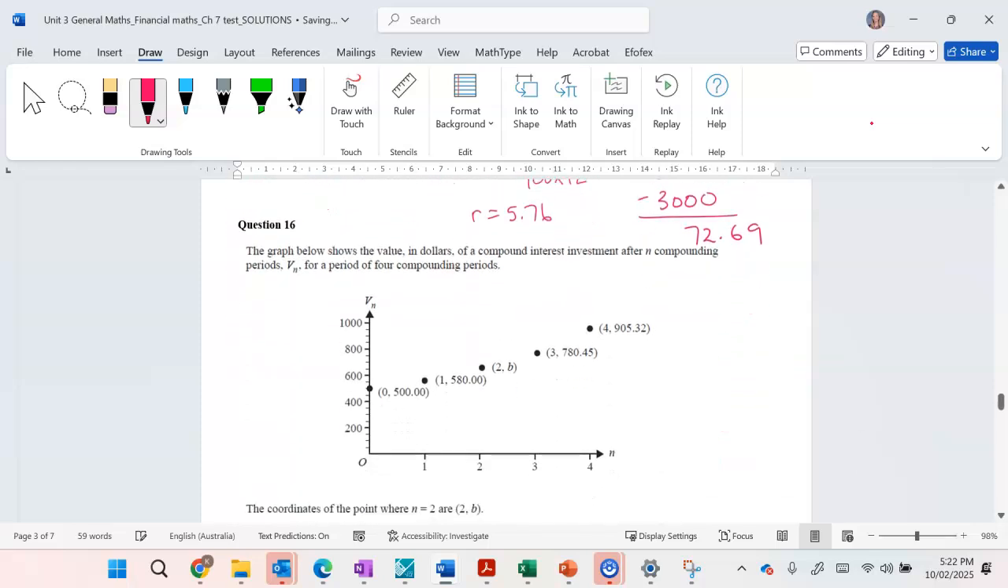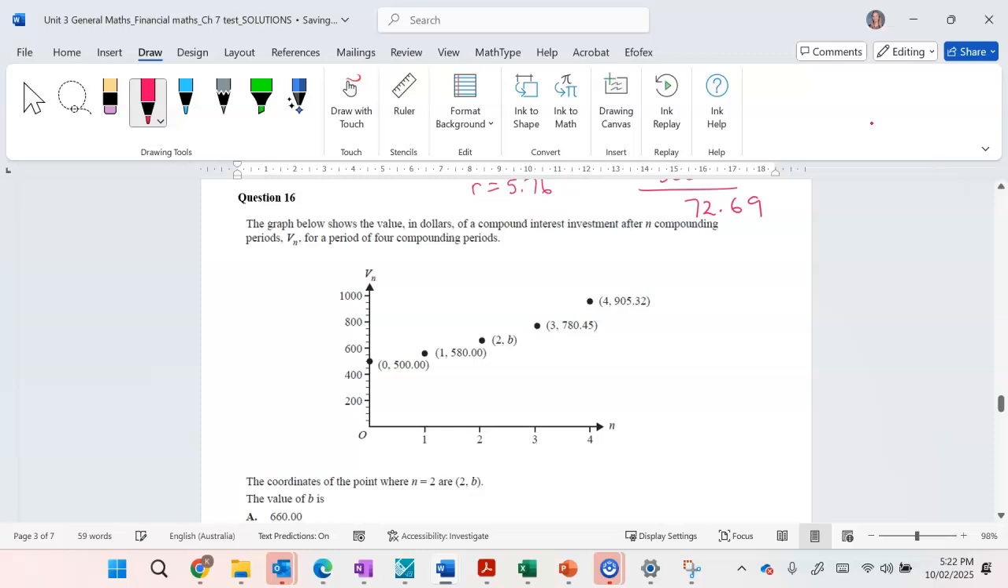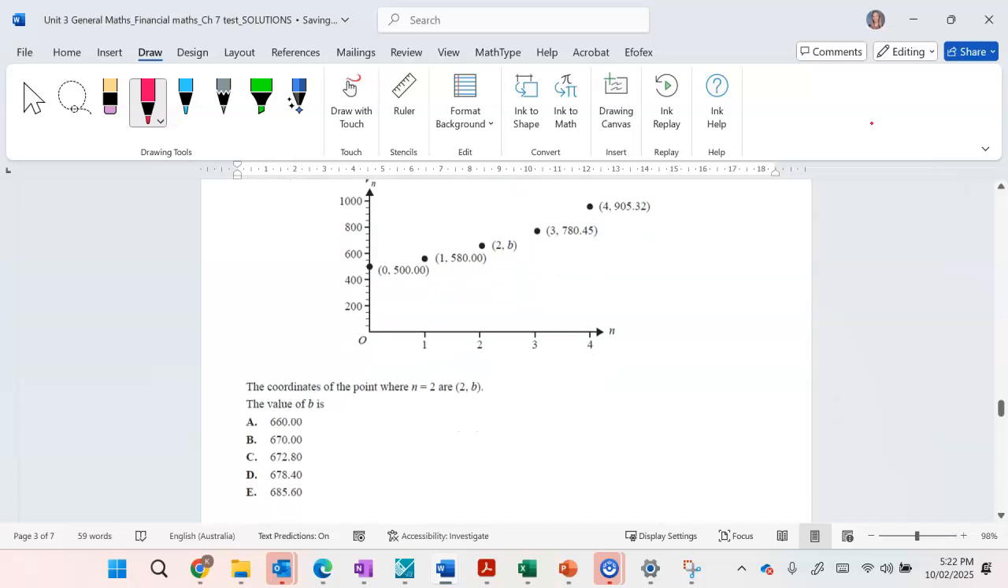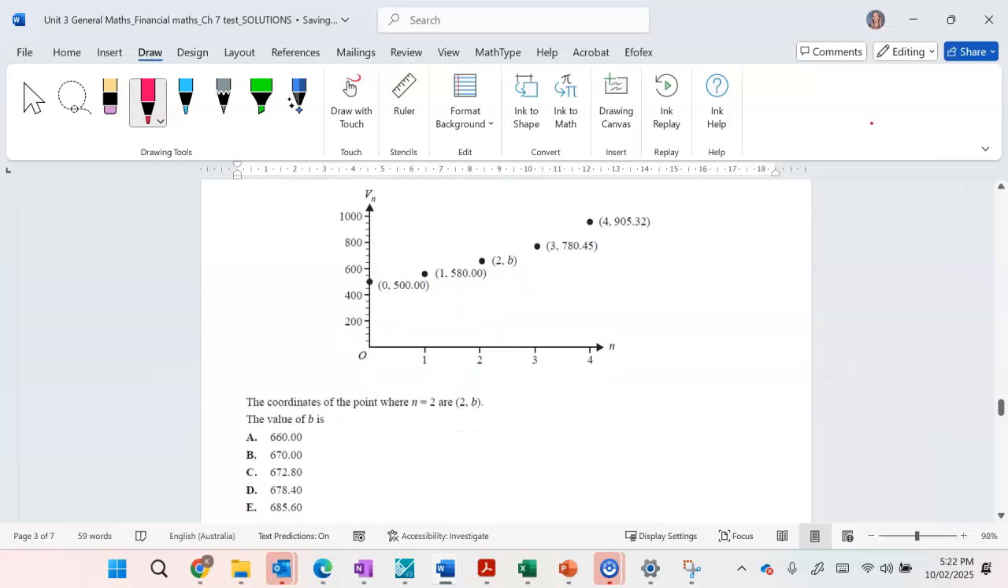All right, last multiple choice question. The graph below shows the value in dollars of a compound interest investment after n compounding periods. The coordinates of the point where n equals 2 are, all right, so we know something between 580 and 780. Can we eliminate any of them? No, unfortunately. Oh, that's a bit annoying, isn't it? And you might also think, oh, can I look here? Does it match up to anything? That's what you could do if you're a little bit desperate and you didn't know how to answer it.